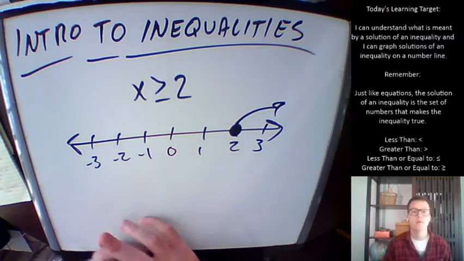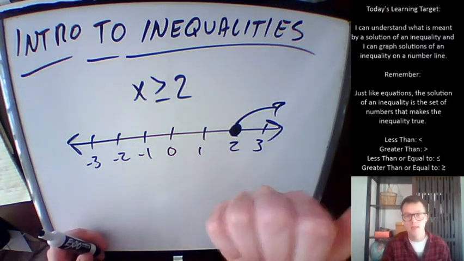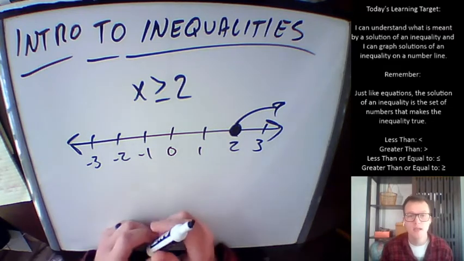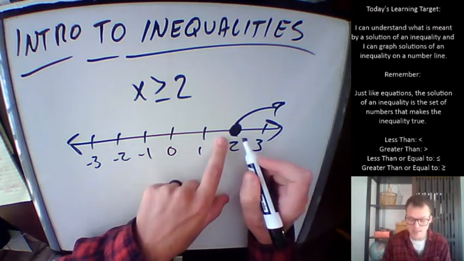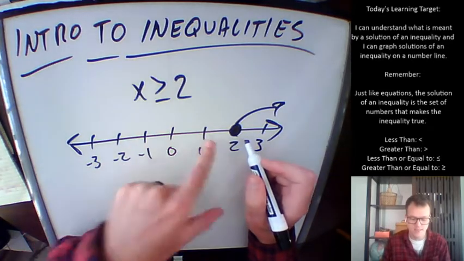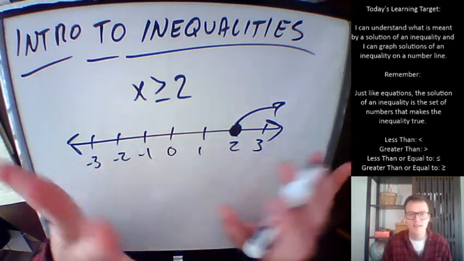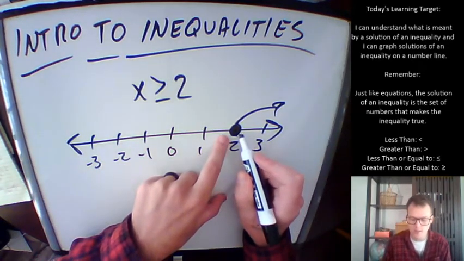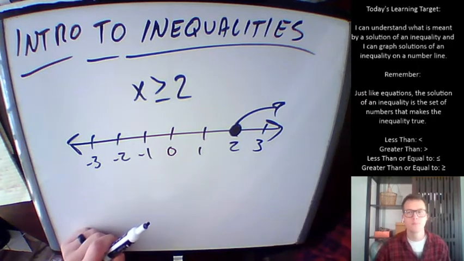So in summary, if it's bigger, we point to the right. If it's smaller, we point to the left. If it's allowed to be exactly the number, in this case it's 2, we fill in the circle. If it can't be, say it's either less than or greater than, we leave it as an open circle.